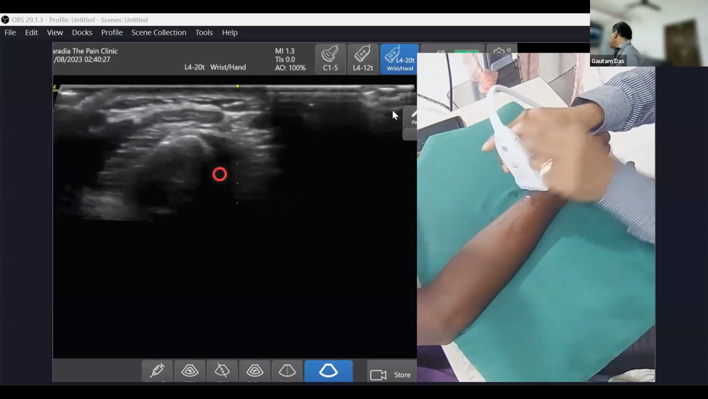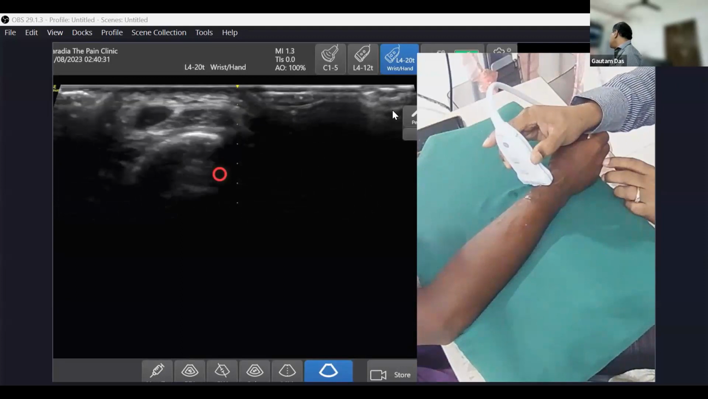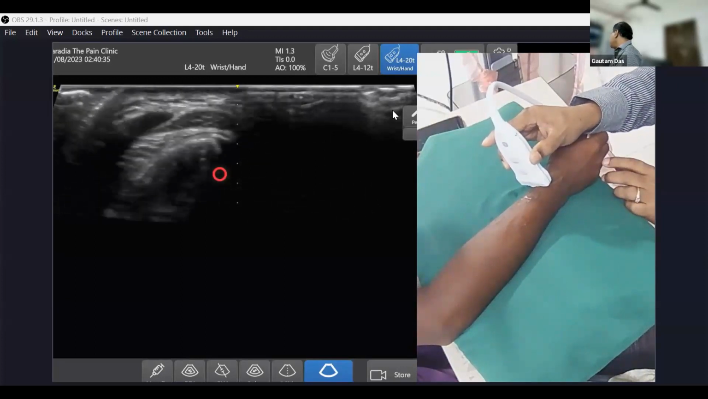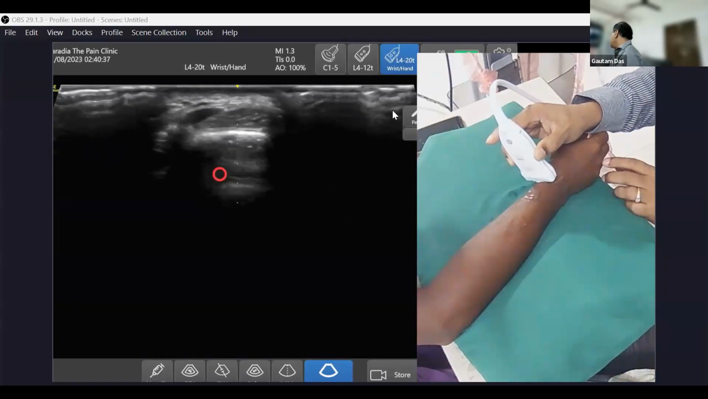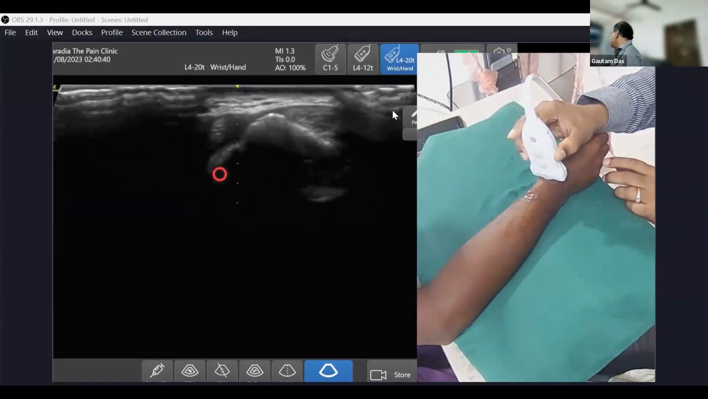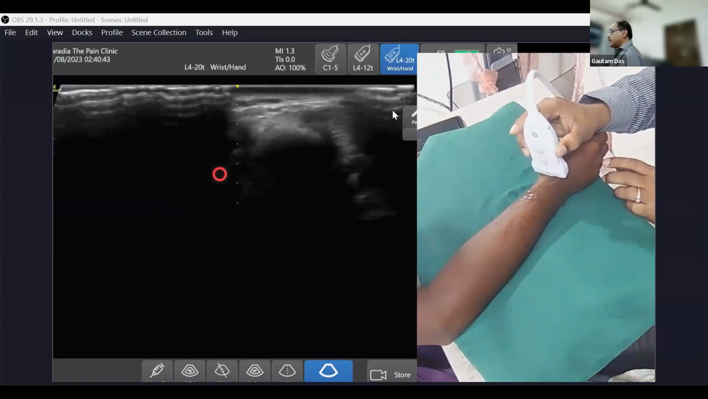So what will happen? It will be coming more superficial. You see, the nerve is now a little bit flattened, this black area, and it will be coming below the cephalic vein. See, this is the nerve. This is the nerve.